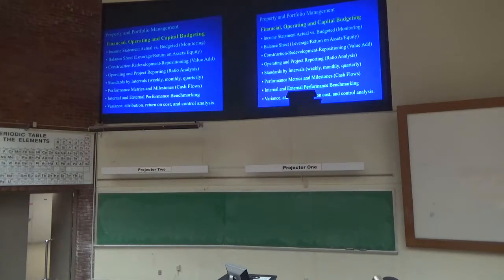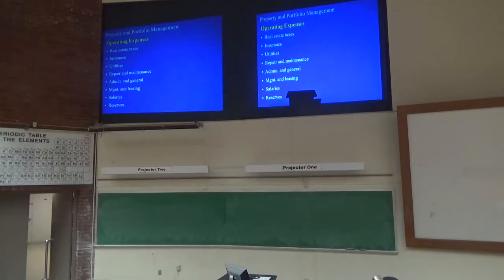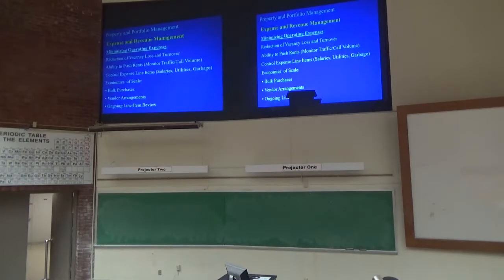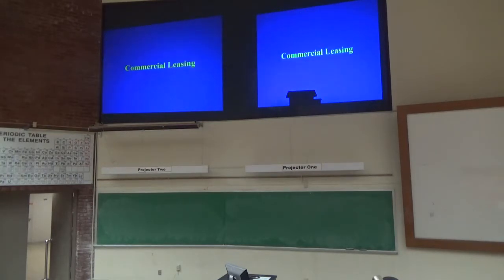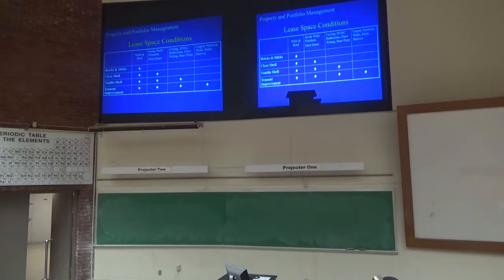This is all the asset management piece of the business. You're trying to control all of your expenses constantly. If I can maximize my rental revenue and I can minimize my expenses, I can maximize my net operating income, which is going to maximize the value of the property. So you're trying to minimize the operating expenses. And then you need to have leasing strategies.